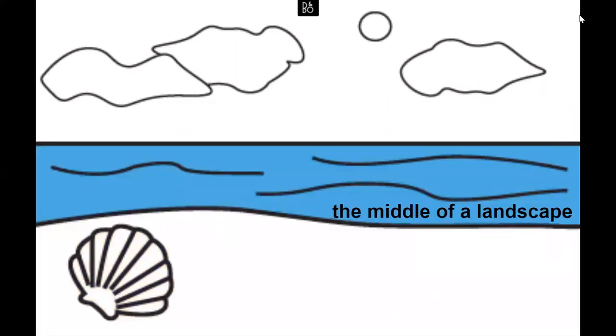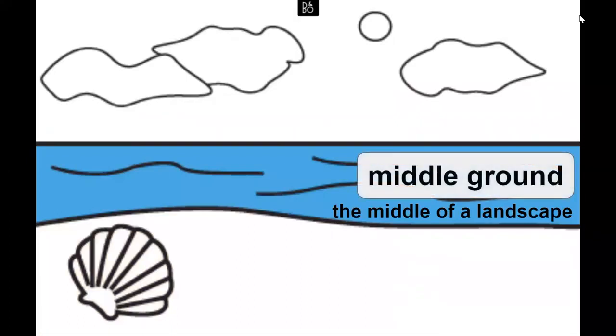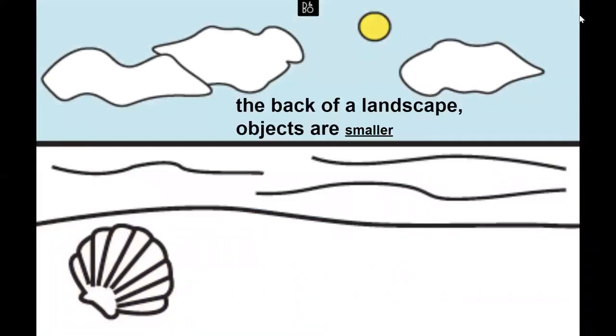The middle of a landscape. This one's easy to remember. This is called the middle ground. And the back of a landscape where objects are smaller is called the background.